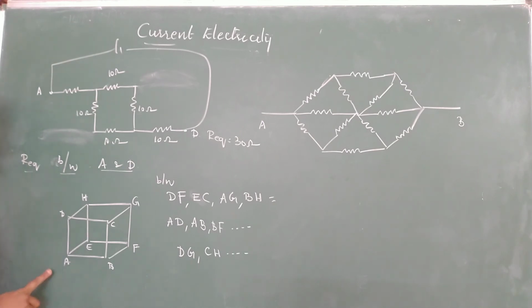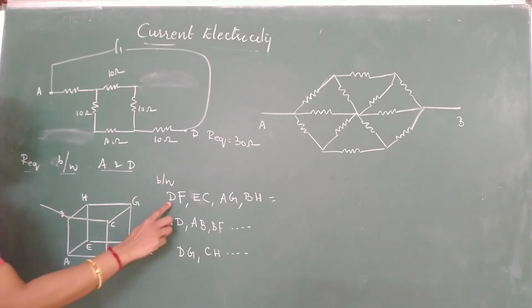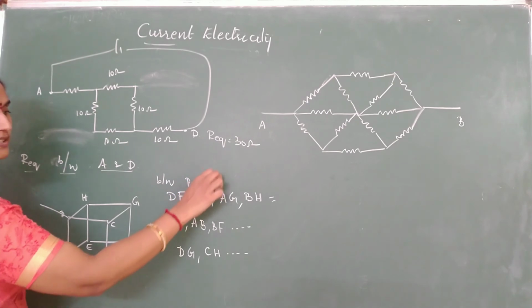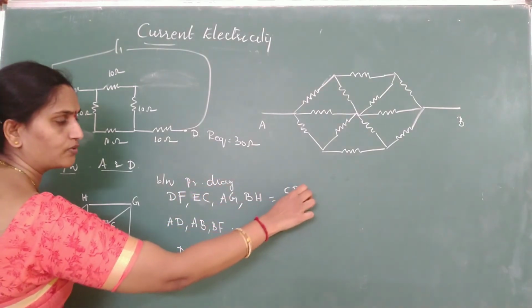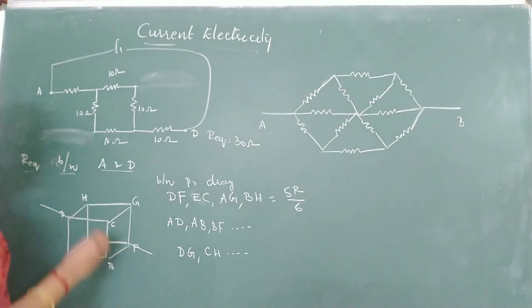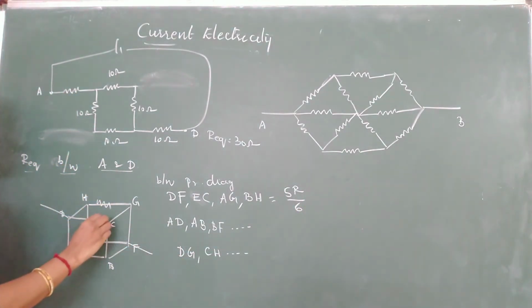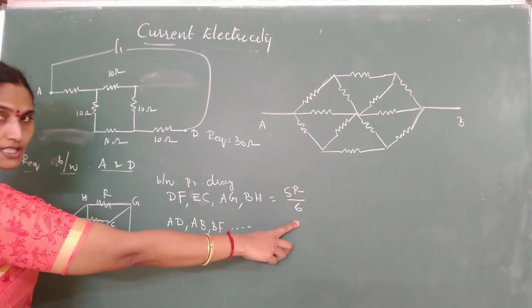Now come to cubical networks. In cubical networks we have studied three different cases. First one is between the ends of a principal diagonal, if current enters from one end and leaves from the other. For any principal diagonal, what is the answer we have got? If all of them are identical resistors, if each branch has a resistance capital R, we know R equivalent is 5R by 6.